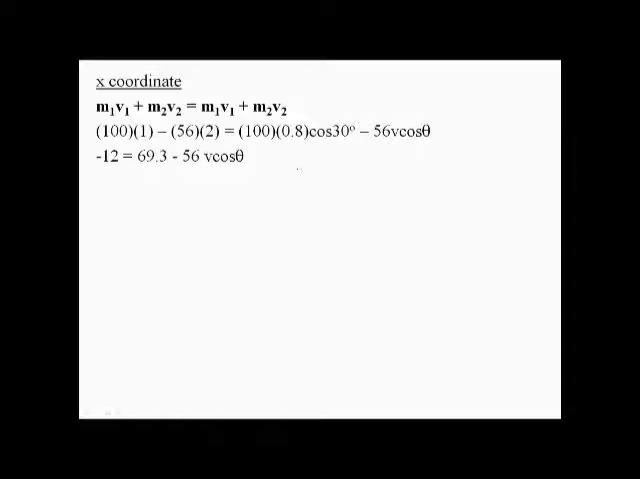So I tried not to take things too fast. I did the left side. I did parts of the right side. And luckily, the negative is going to cancel, because I'm going to subtract 69.3 over on both sides. And if you check your algebra, it's actually not that bad. You get V cosine theta is 1.45.